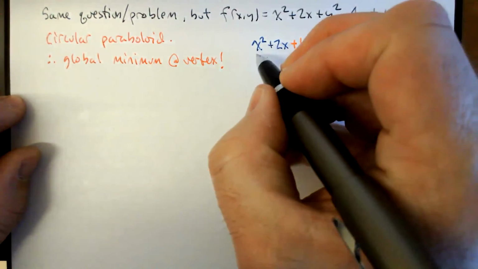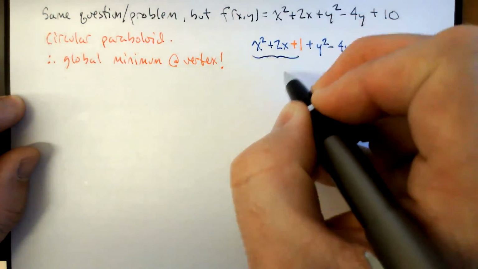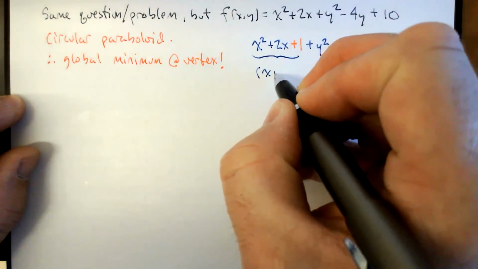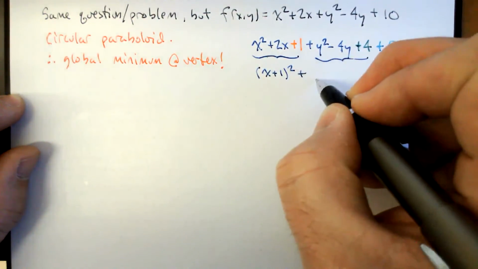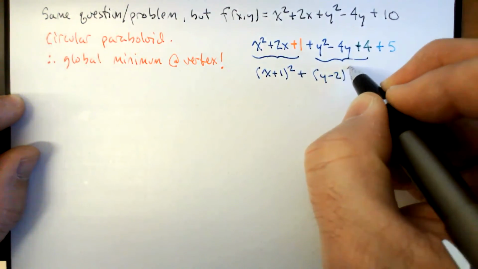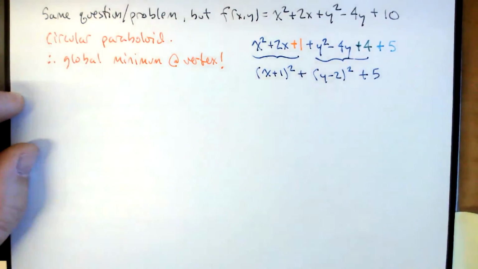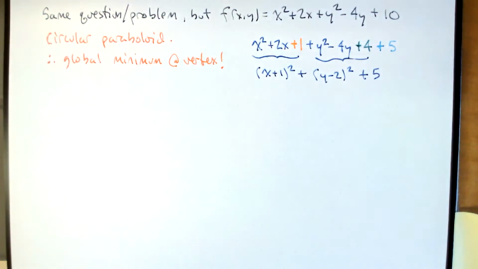Now I can factor x squared plus 2x plus 1, and I can factor y squared minus 4y plus 4. So we can see that the global minimum is going to be at -1. The global minimum value of the function will be 5, and that occurs when x is -1 and y is 2.